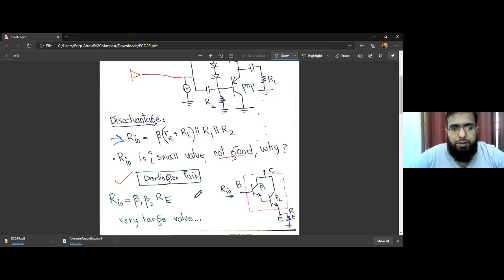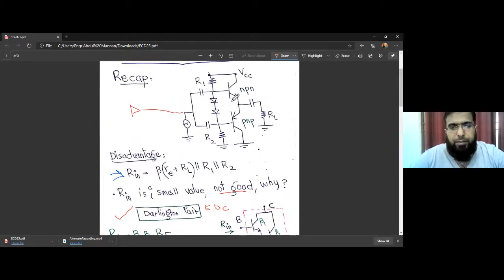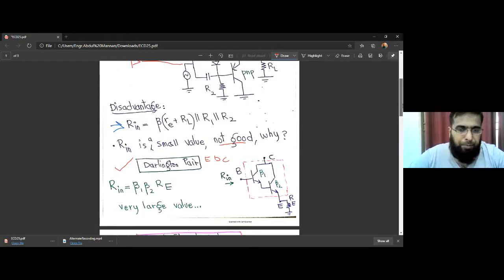In our earlier course EDC, we studied that a Darlington pair gives us an input resistance that is beta 1 times beta 2 times this Re. And we also discussed in this ECD course, a couple of lectures before, that Rin is beta 1 times beta 2 times Re. So now we have a product of betas that is very large compared to a single beta. So now we have a large value of Rin. So if we replace this NPN with an NPN Darlington and this PNP with a PNP Darlington pair, that will solve the small Rin problem, right?